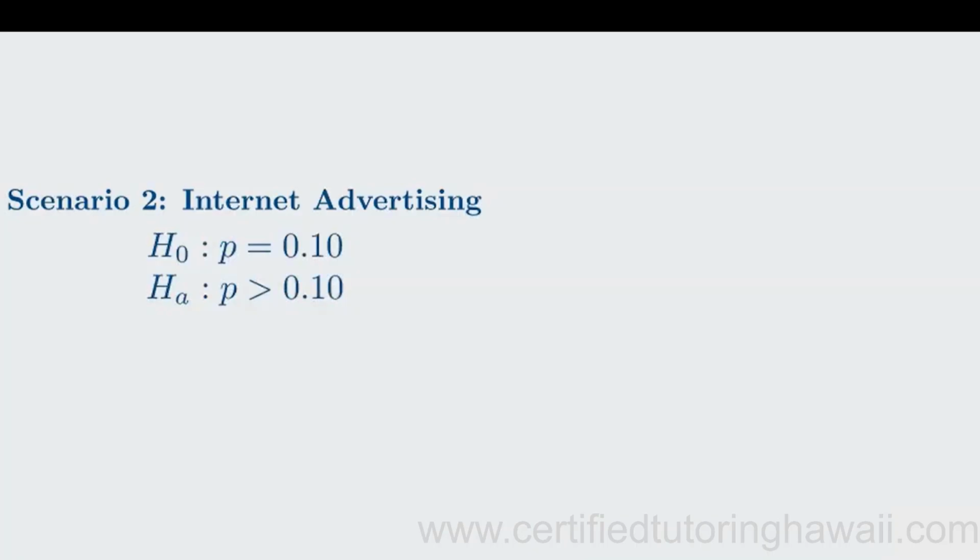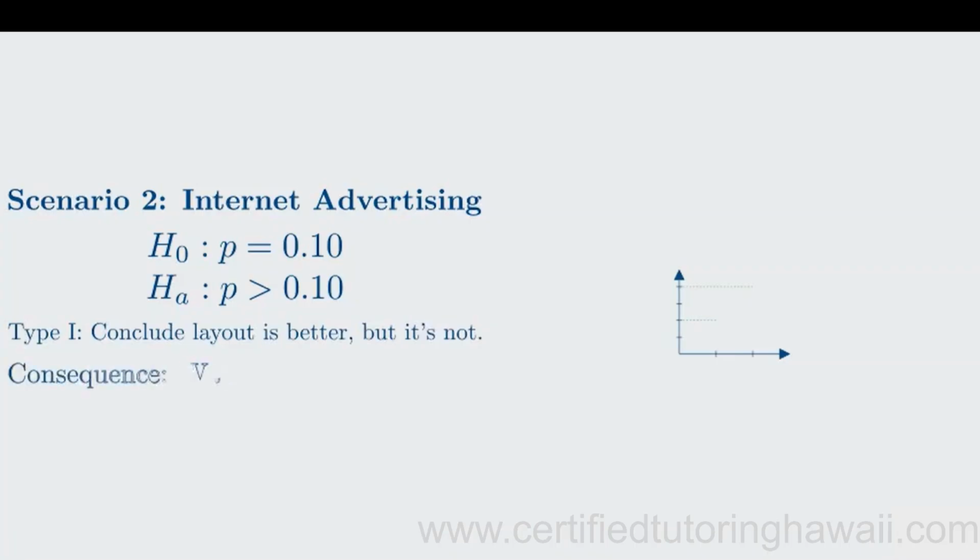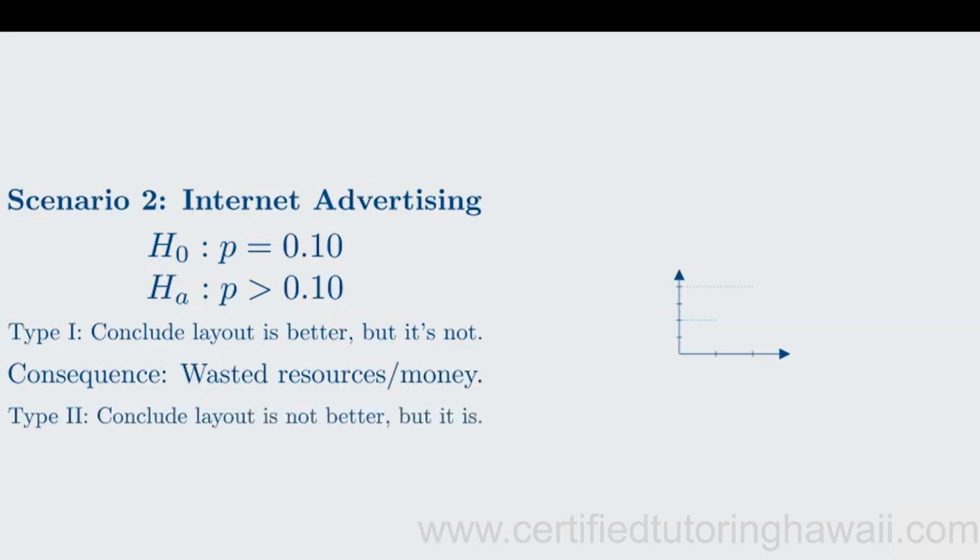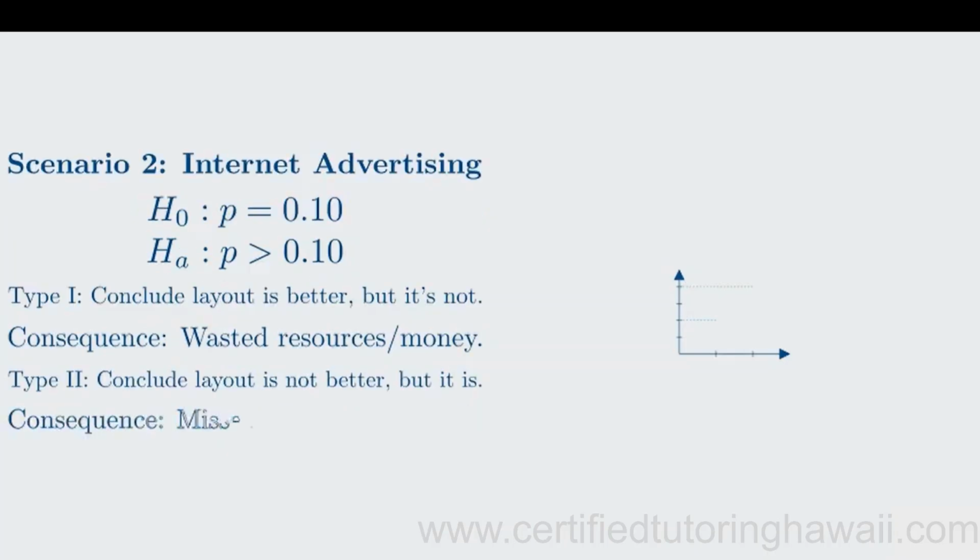A company is testing if a new website layout increases the proportion of users who click an ad. H0, click rate is the same, P equals 0.10. H sub A, click rate is higher, P is greater than 0.10. A type 1 error occurs if the company concludes the new layout is better when it actually isn't. The consequence is, they waste time and money implementing a change that doesn't actually help their revenue. A type 2 error occurs if the company concludes the new layout is not better when it actually is. The consequence is they miss out on a significant opportunity to increase their profits.